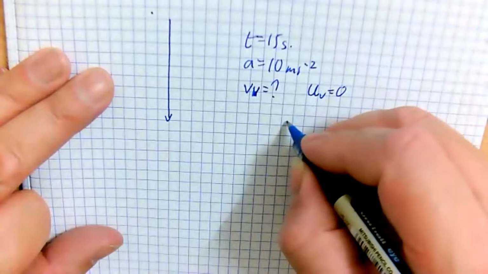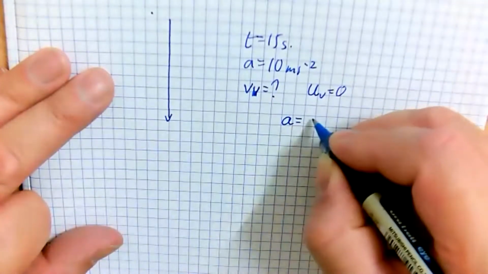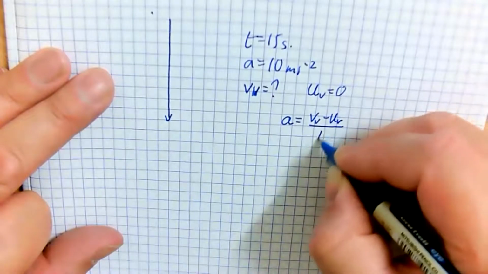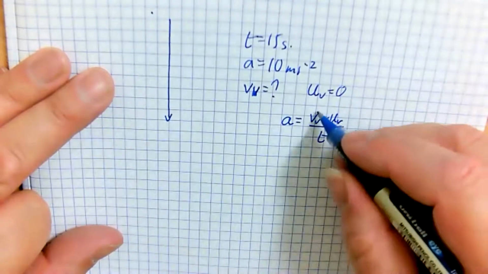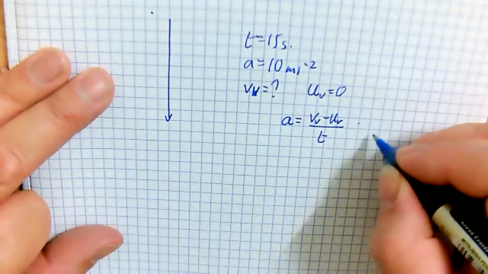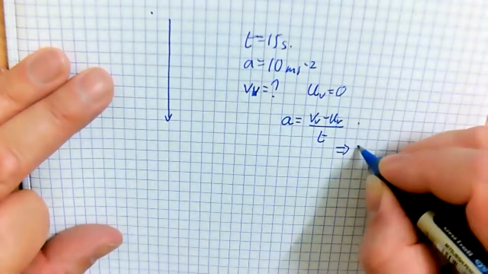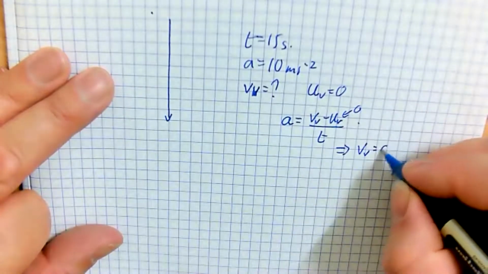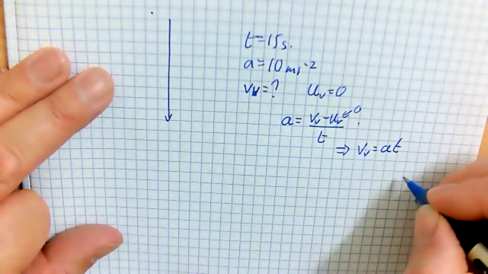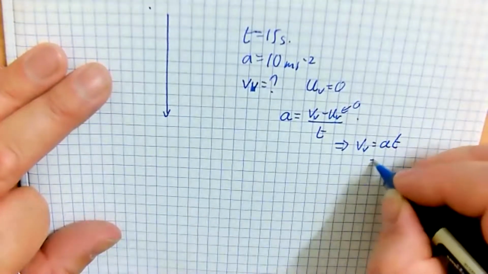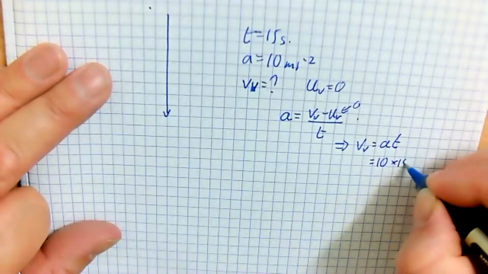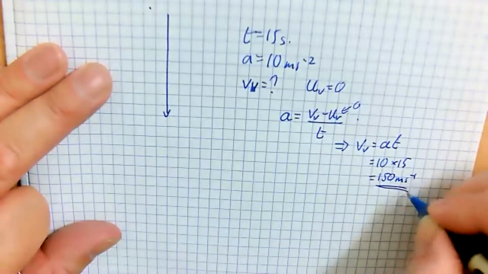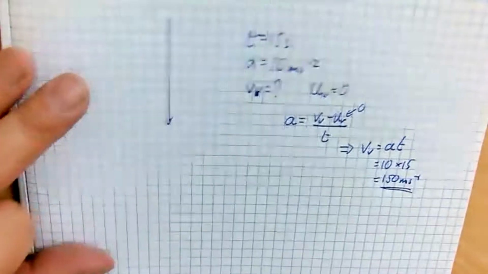So we look at our SUVAT equations and we know that acceleration is the change in velocity over the time taken. We want to work out that one, so we just rearrange it. We know that uv is 0, so it's just going to be acceleration times time. The acceleration was 10 and the time was 15, so it's 150 meters per second.